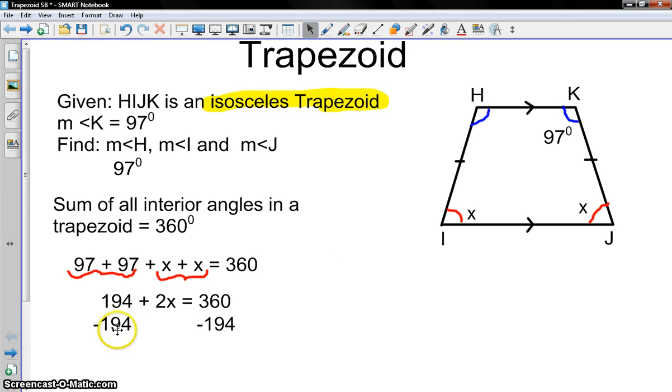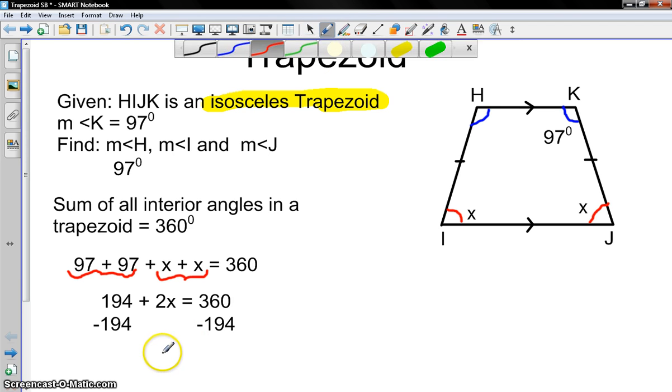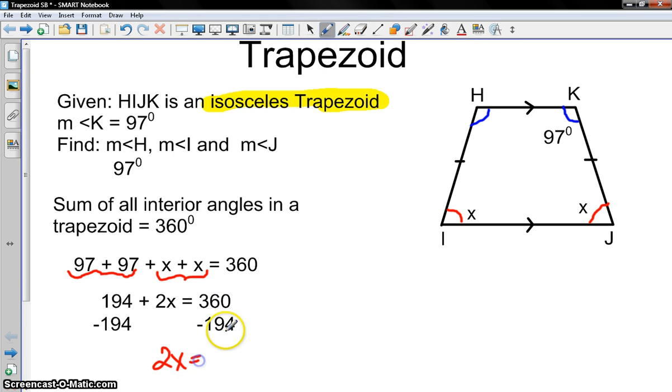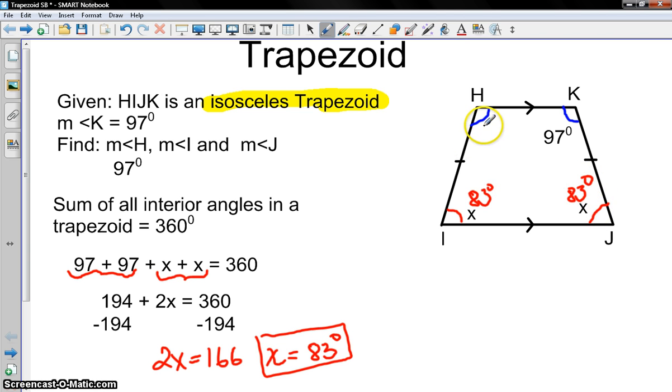And what we're going to get is 2x has to equal 360 minus 194, which is 166. And when I divide that by 2, I'm going to get an x of 83 degrees. Now that's simple. After I found x, all I have to do is plug them in. So x here is 83 degrees. X here is also 83 degrees. And of course I got H as being 97 degrees. I found all my angles and I'm done with this problem.